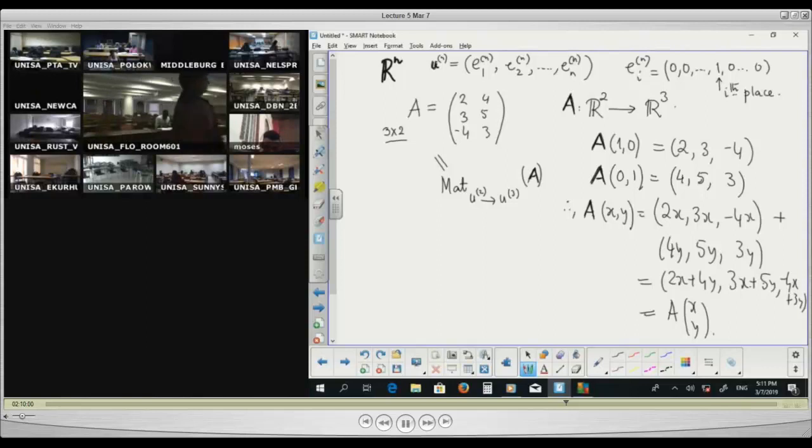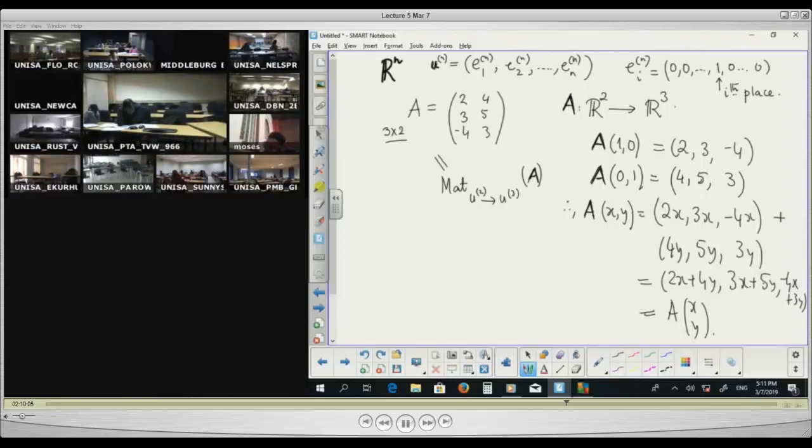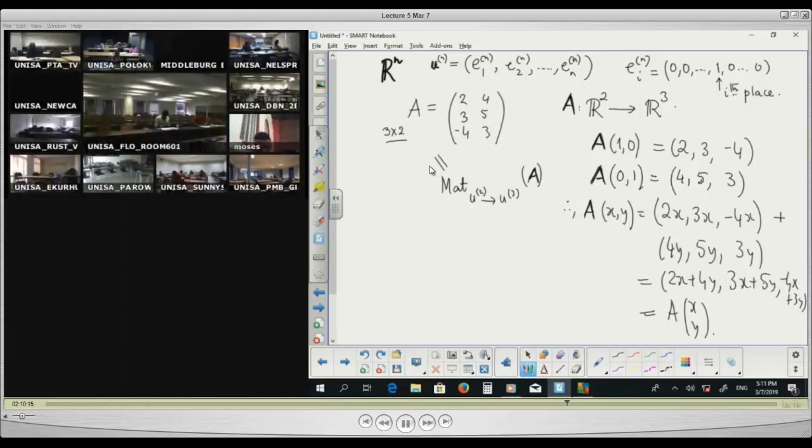Excuse me, sir. Is there any particular reason why you are using A of 1, 0? This is the matrix from U2. So I said Un is the standard basis for Rn, which looks like this. So I have taken the standard basis on R2 and R3. So with respect to the standard basis, this is the matrix of this linear transformation.